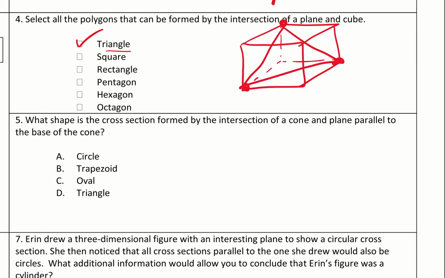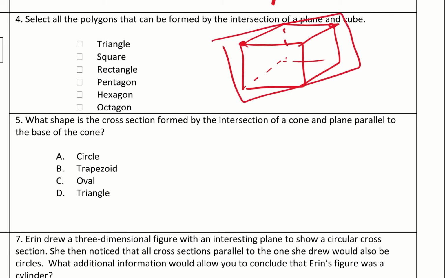We can also make a square. So if I were to slice it this way, right? Then that would be a square, right? So that makes sense. So the first 2 are okay. We can also make a rectangle if we slice it so that the plane slices it this way, diagonal, where we have these 4 points here. That makes a rectangle. So that looks good so far.